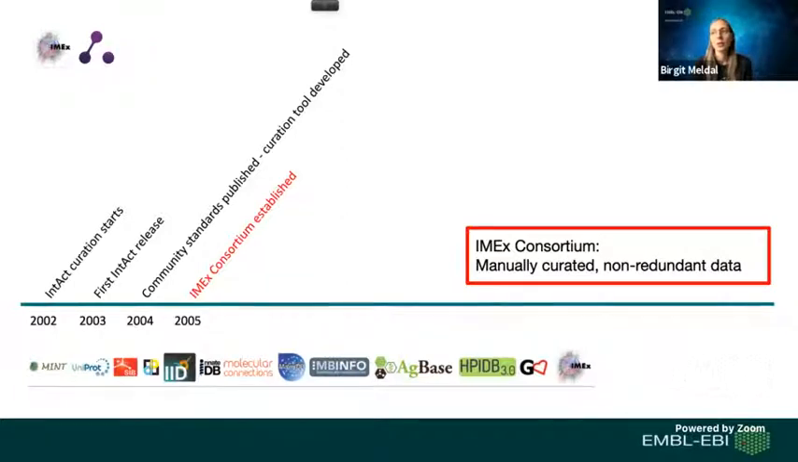So in 2005, the IMEx consortium was established to federate the curation as well. The databases were still independent databases, but we built a tool that allowed each curator to check whether the paper they wanted to curate was already curated in one of the partner databases, and it would block the curation of duplicated entries. So all the data that's available through the IMEx consortium is manually curated, experimentally based, and non-redundant data. And this was a huge improvement for the users.